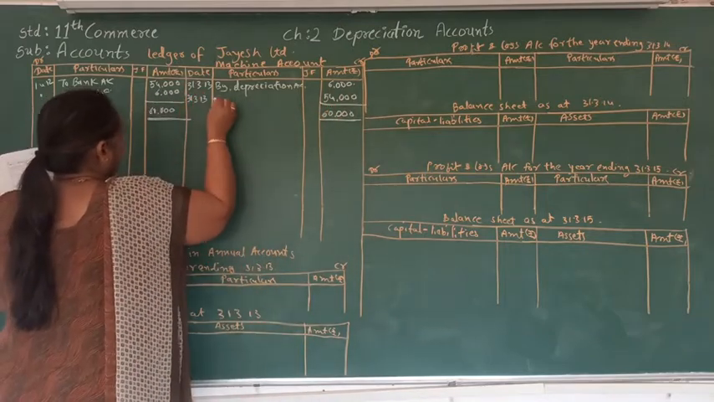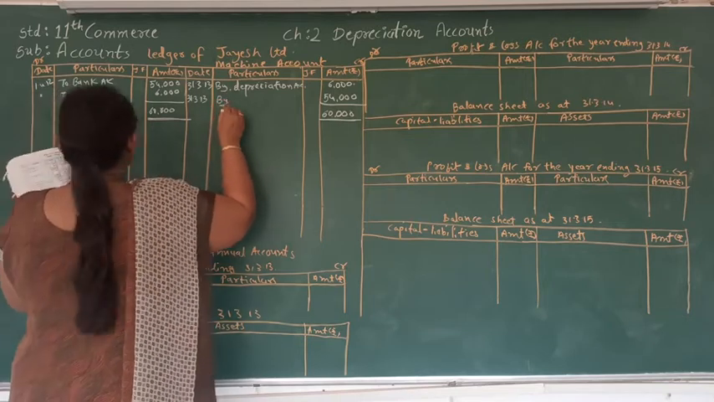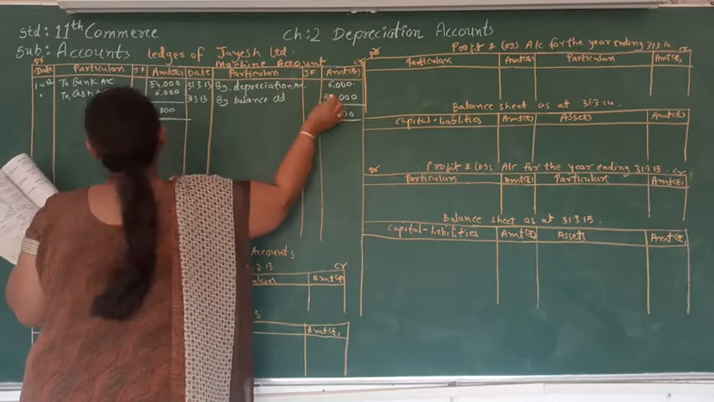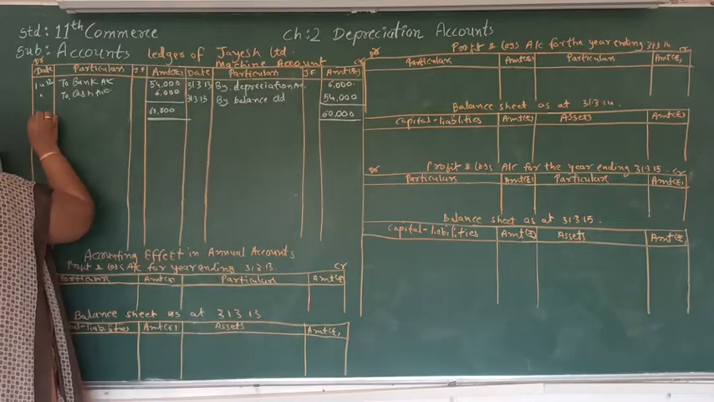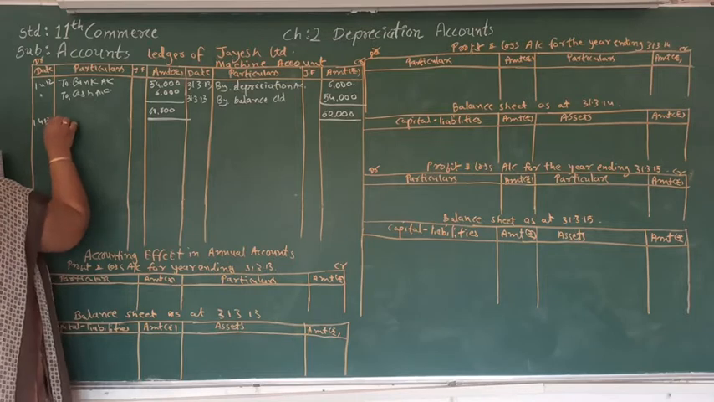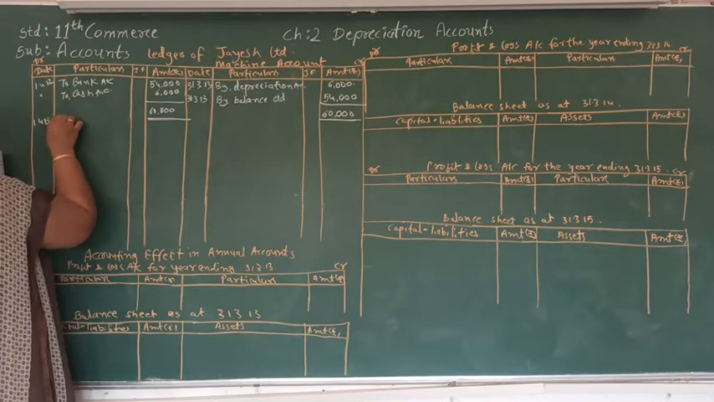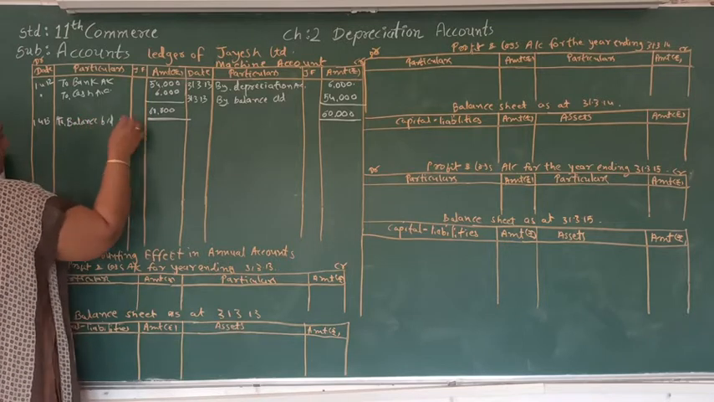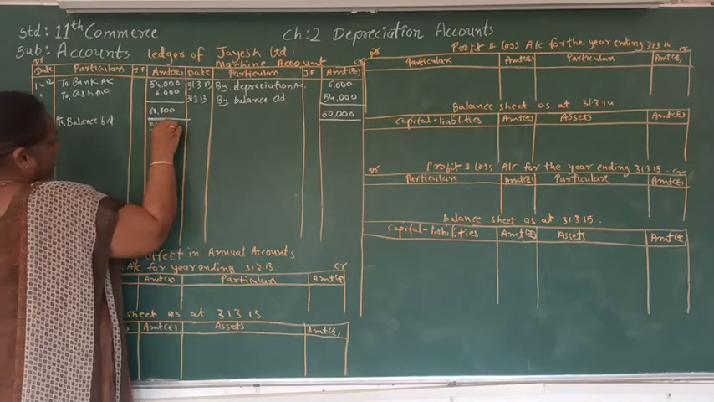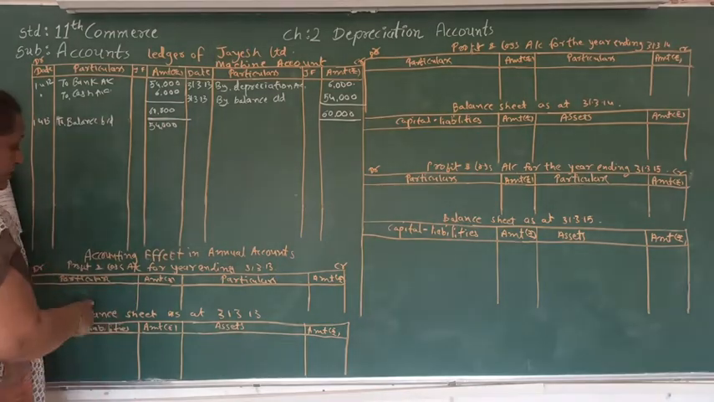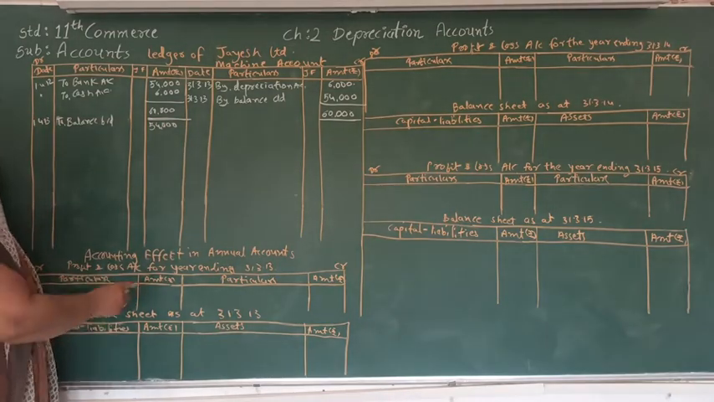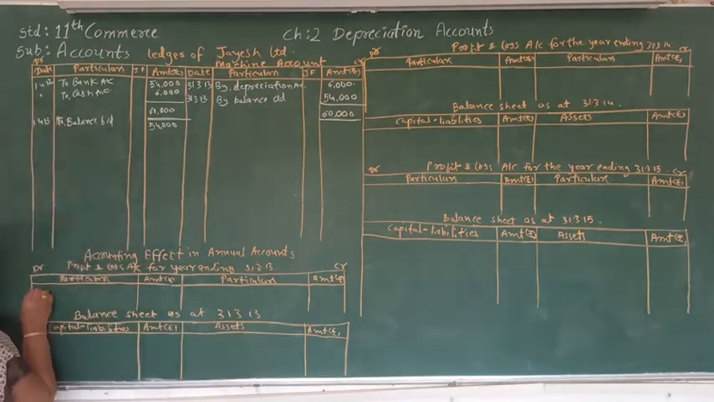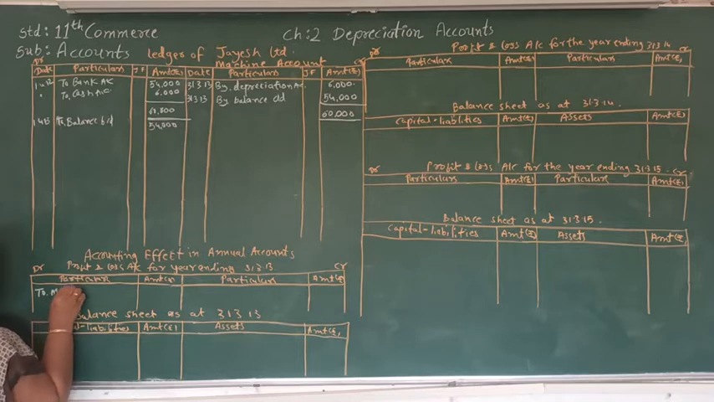On 31st 3/13, by balance carried down. This 54,000 we are going to take on 1/4/13, to balance brought down, 54,000. Here again we have to give the effect in the profit and loss account. So this 6,000 we are going to take to the profit and loss account, to machine depreciation account.